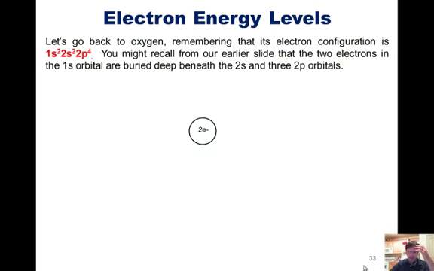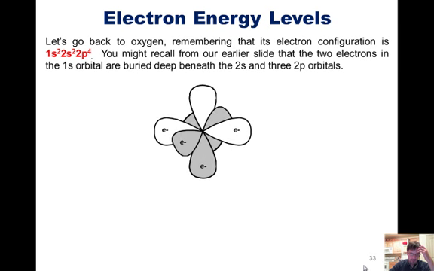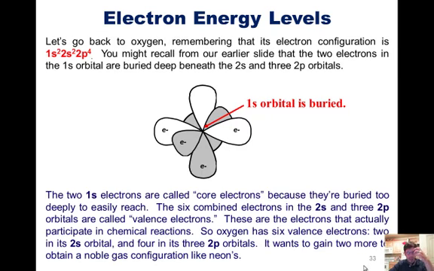We'll now go back to oxygen, remembering that its electron configuration is 1s2, 2s2, 2p4. You might recall from our earlier slide that the 2 electrons in the 1s orbital are buried deep beneath the 2s and 3 2p orbitals, like this. The 2 1s electrons are called core electrons because they're buried too deeply to easily reach.